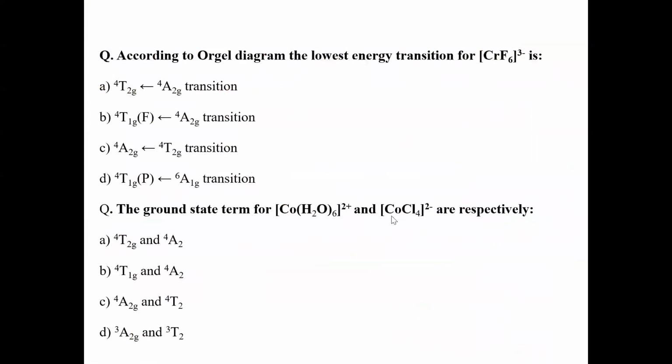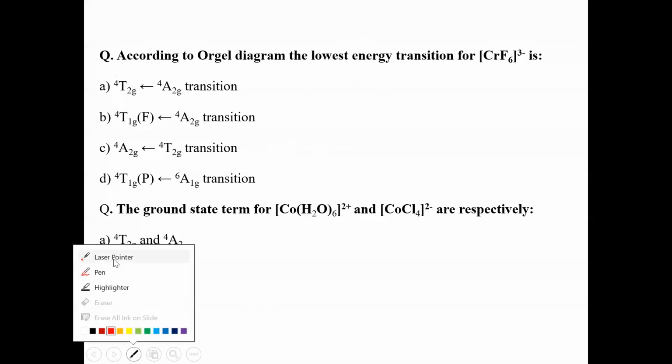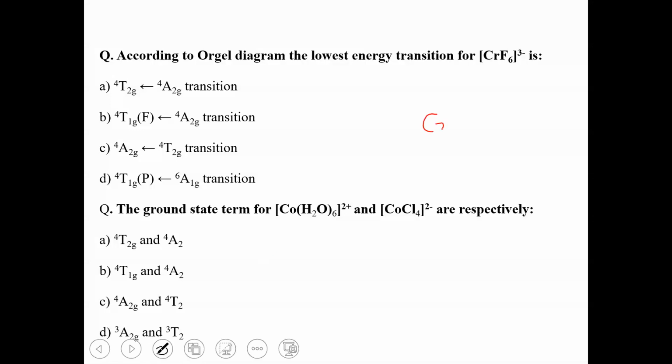So, the next two is also related to orbital diagram. According to the orbital diagram, the lowest energy transition for this complex. First you have to identify the system, that is chromium plus 3. And what will be the electronic configuration? It will be d3. So it is a d3 system.